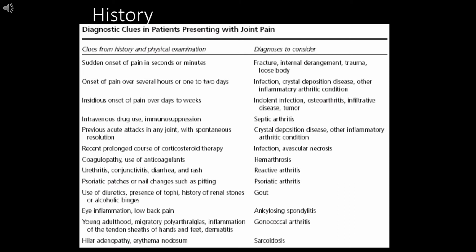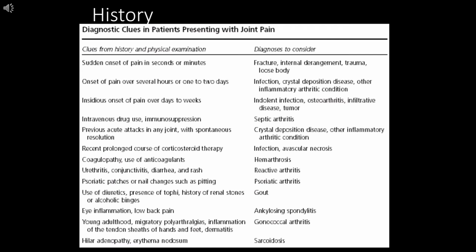Urethritis, conjunctivitis, diarrhea, and rash, then think of reactive arthritis. You have to see the skin. Psoriatic patches or nail changes such as pitting, then psoriatic arthritis is a possibility. Use of diuretics, presence of tophi, history of renal stones or alcohol abuse, then think of gout.